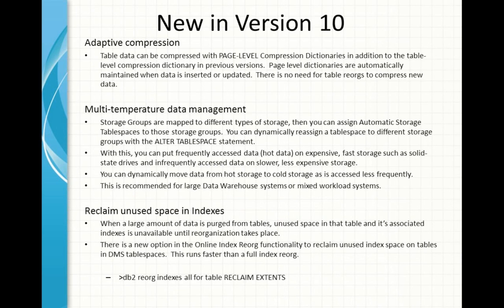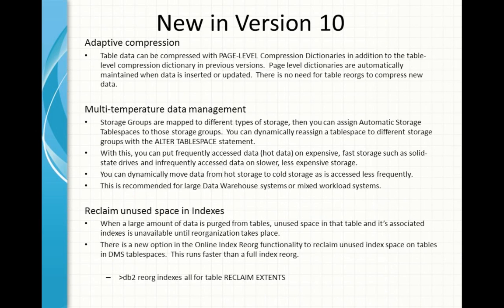So new in version 10, we have adaptive compression, and this goes along with the storage optimization feature license. But table data can be compressed with page-level compression dictionaries in addition to the row level. They're automatically maintained when data is inserted, hence the name adaptive, and there's no need for table reorgs to compress new data.